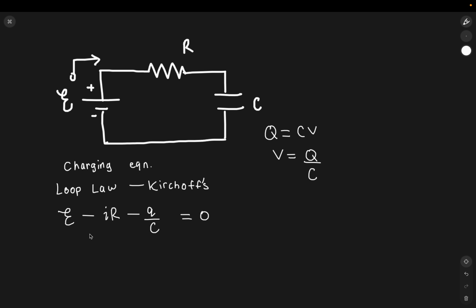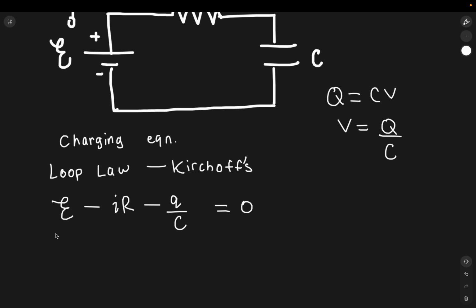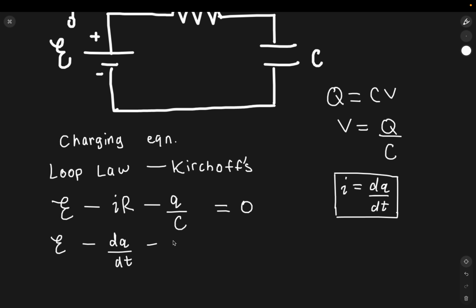So from here, we essentially substitute dq dt for I, because the current is also defined as dq dt. So this is one of our key equations. Now that we've got the equation in this form, what we're going to do is solve the differential equation.